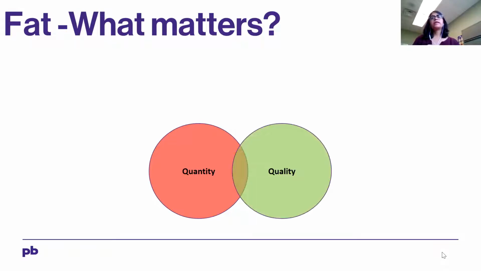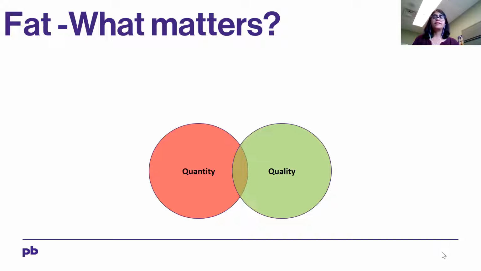The second aspect is the quality of fat. When we talk about the quality of fat, we are talking about the cellular and the molecular composition of the fat tissue, such that we want to make sure that the fat tissue is able to do its job. It is able to store fat when excess calories are around, and it is able to provide energy when there are energy deficits.